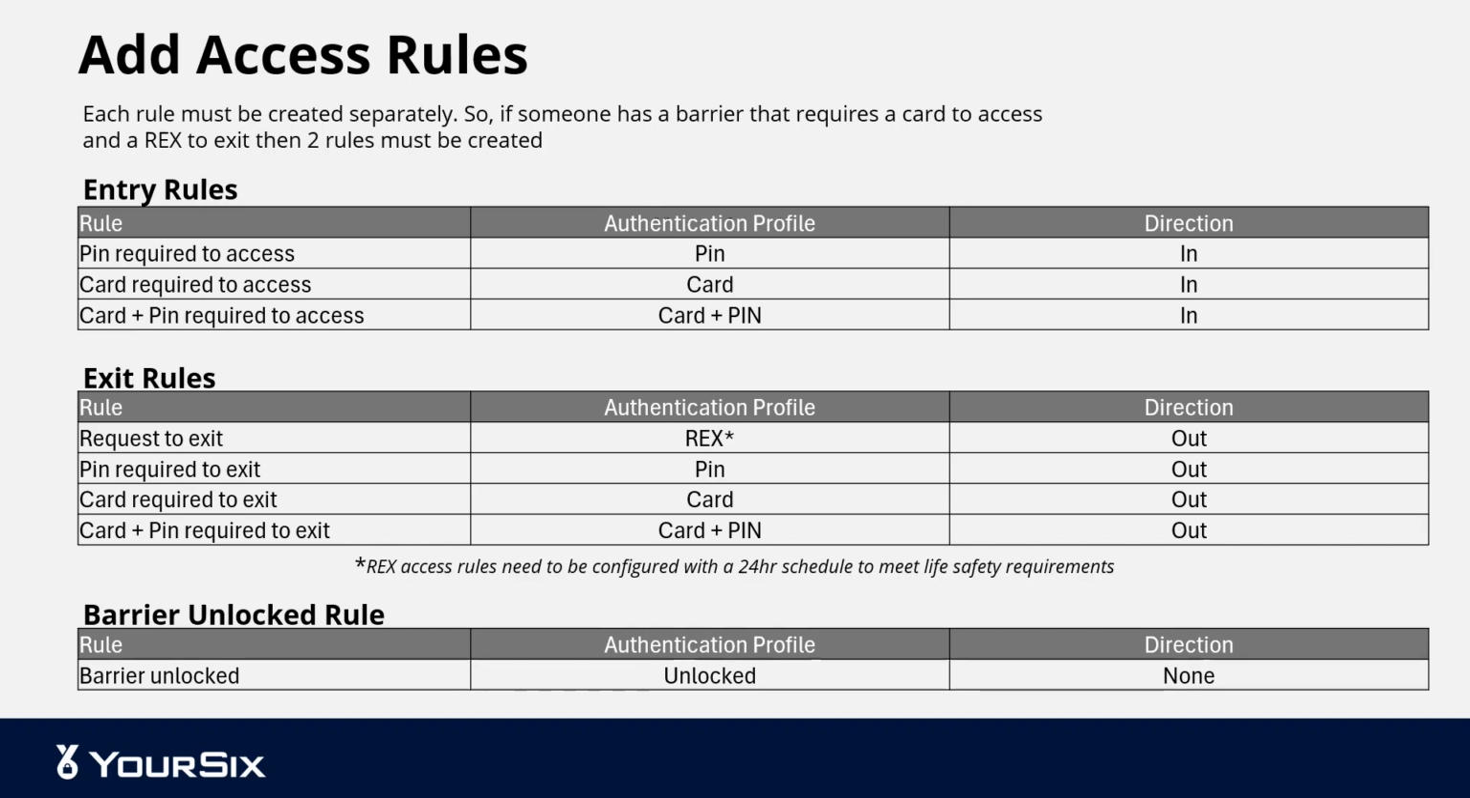It is important to note that you must create rules separately. So if someone wanted to have a rule for card access for entry, you would create one for entry. And then if you want to have a separate one for the reader to exit, that would be a separate rule. So it's just important to note you'll have your entry rules, your exit rules, and then if there are any unique unlock rules for when the actual door needs to be unlocked, you could create those as well.